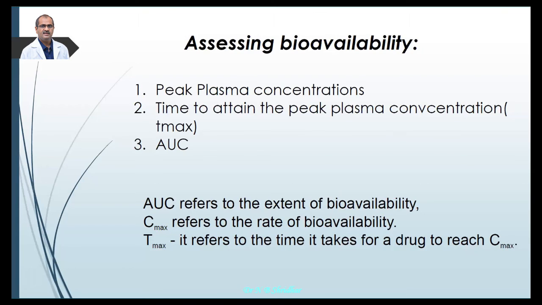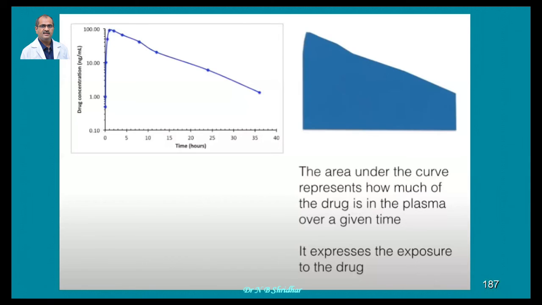And as usual, the Cmax refers to the rate of bioavailability, the highest concentration of the drug available at a given time, and the Tmax means the time required to reach the Cmax. And see, this is a graph. Here the drug concentration is on the y-axis, and the x-axis is time in hours. You have administered the drug intramuscularly because the concentration at 0 hour is 0. Then it goes on increasing, then it starts elimination.